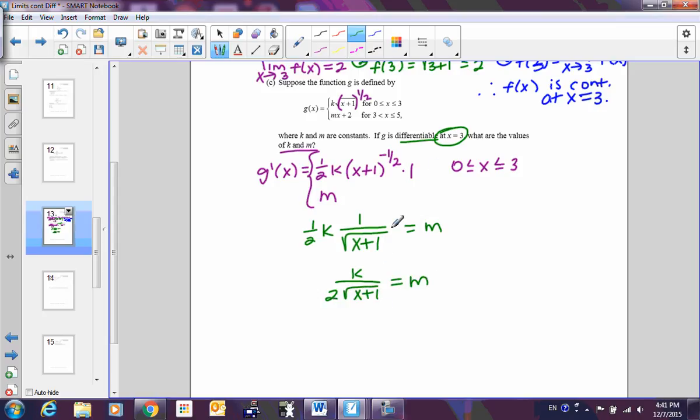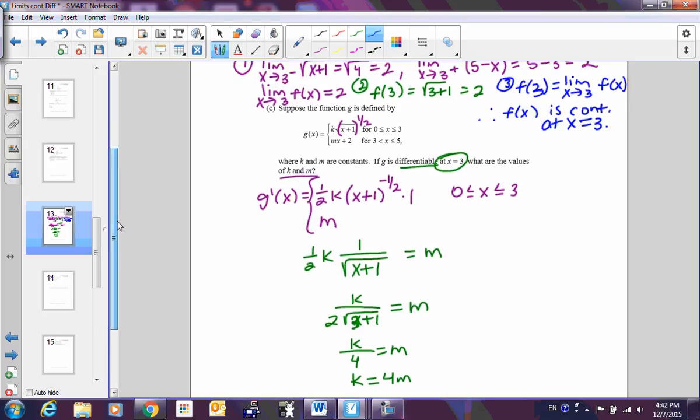Now remember, x is supposed to be 3. Okay, so let's just go ahead and plug this in here. So that's going to be k over, 3 plus 1 is 4, square root of 4 is 2, and 2 times 2 is 4. All right, so now we know that k equals 4m, and that's all great, except I still don't know what k or m equals exactly.